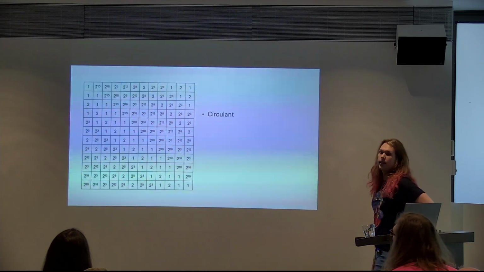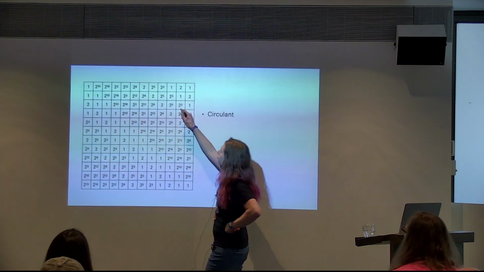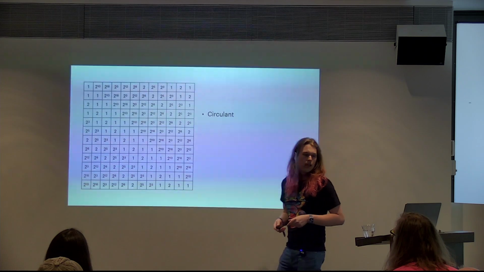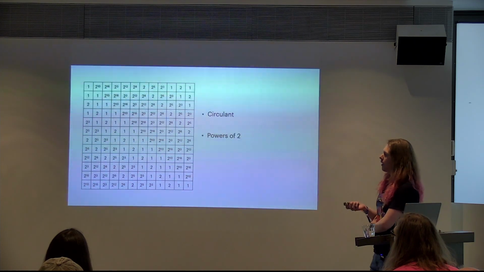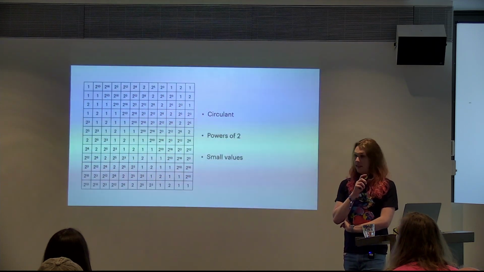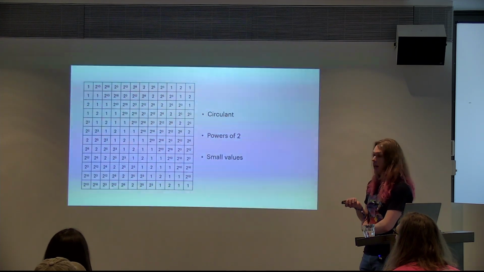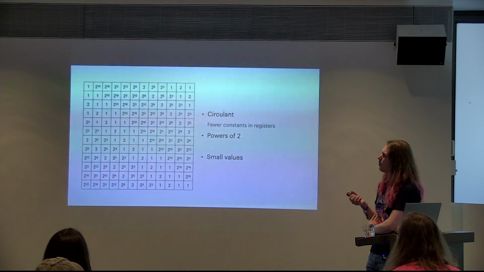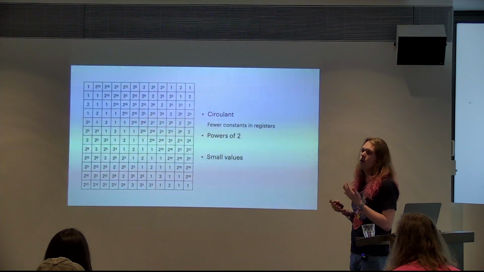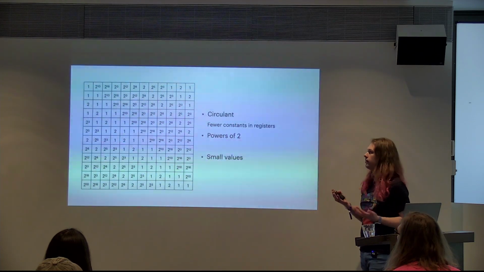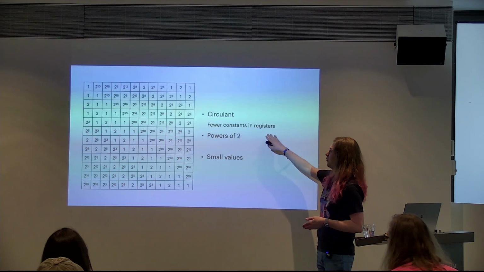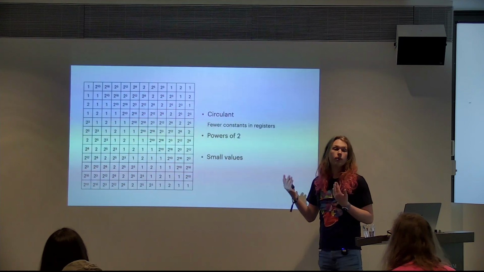Firstly, you might notice that it's circulant. Each row is just the row above it, rotated by 1. It's also all powers of 2. And all the values in it are small. How is this useful? Well, if you have a circulant matrix, there are way fewer constants for you to keep track of, and on architectures where you do have to keep them in registers, you don't have to use as many of them.